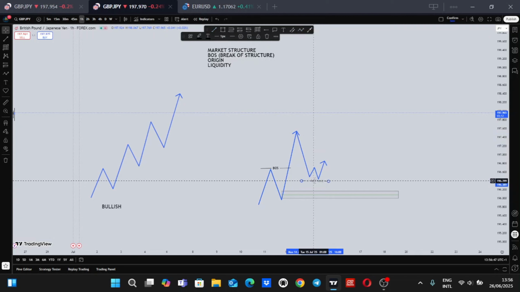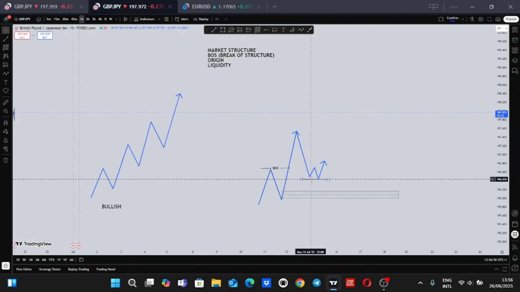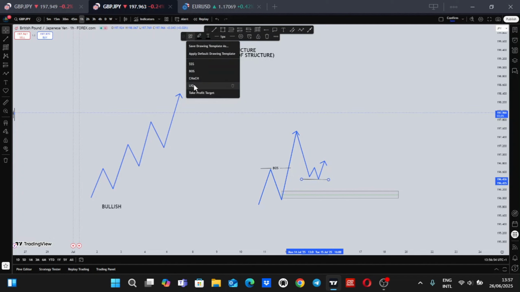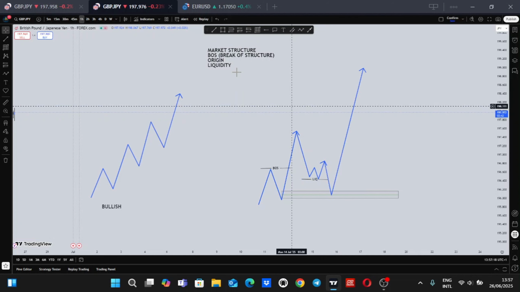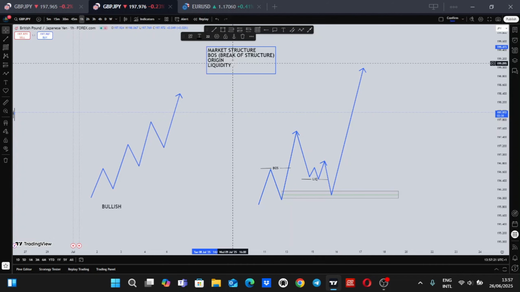This double bottom becomes our liquidity, LIQ. Okay, so the next thing we expect the market to do is push down, clear out all the liquidity here, tap into our origin, and boom, continue the bullish move. Do you see that? Okay, then the other confluence you need to see to make that origin a valid one is called imbalance.